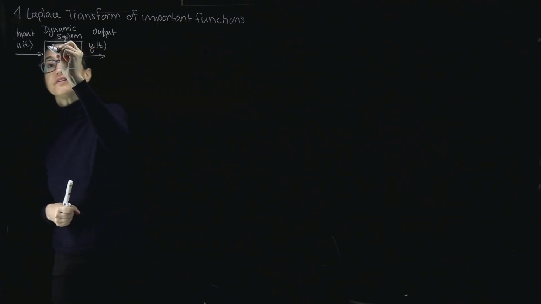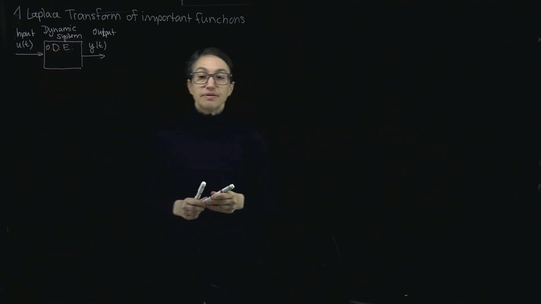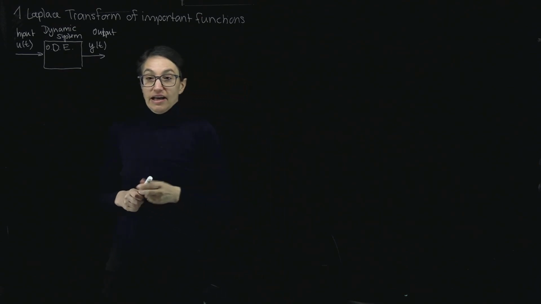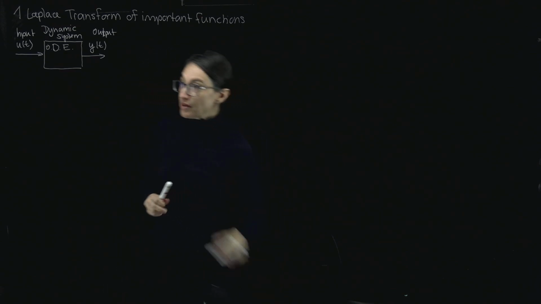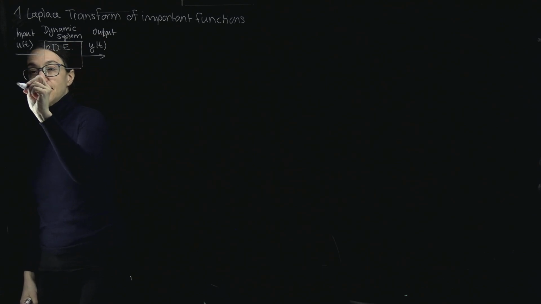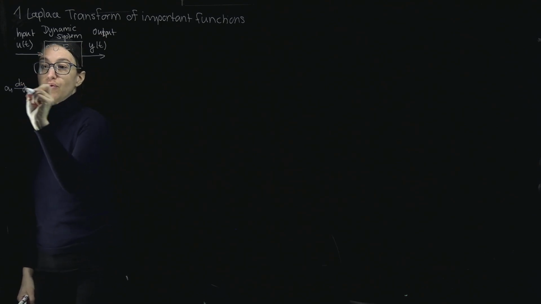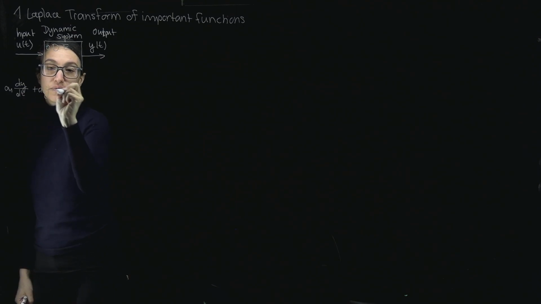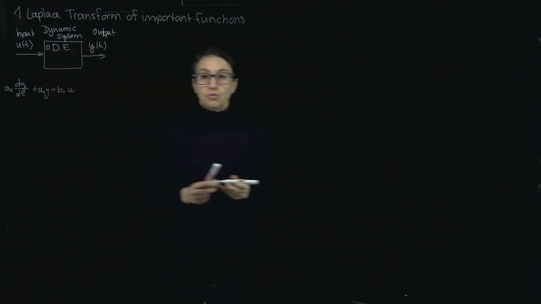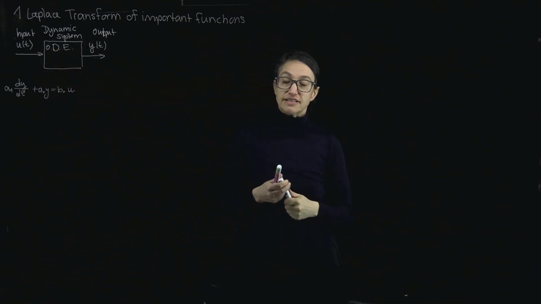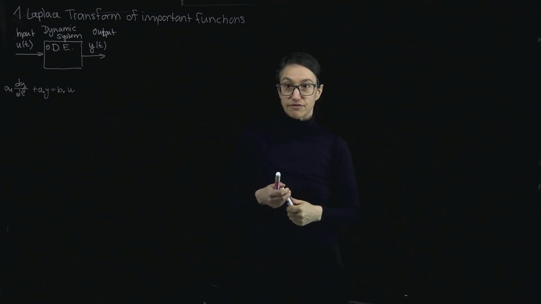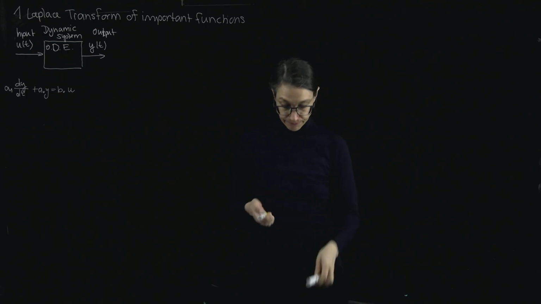We have ordinary differential equations, means they are linear. Okay, and these will look something like this. It will look like a1 dy over dt plus a0 y equals b0 times u. So that's a first order, particular type of differential equation. It's a first order differential equation, for example, but we can have higher order differential equations as well.